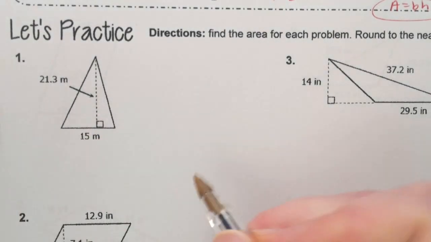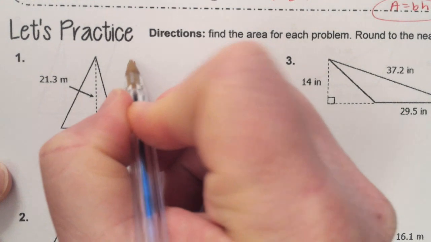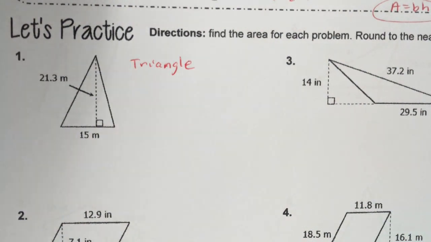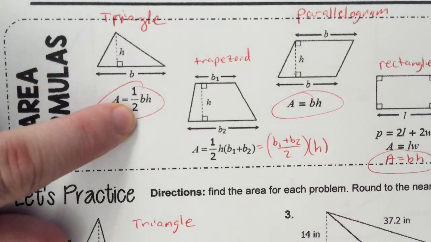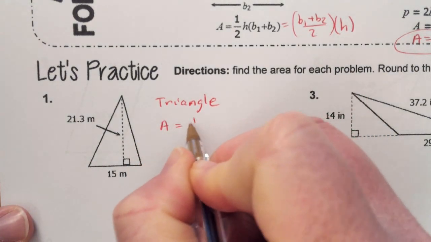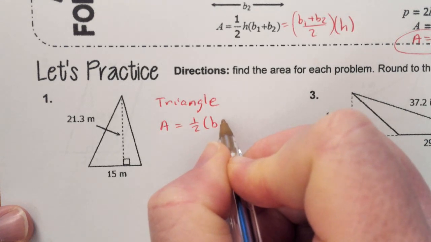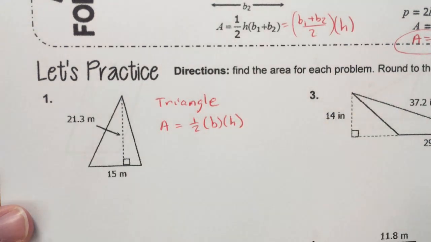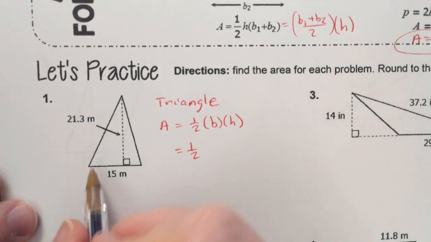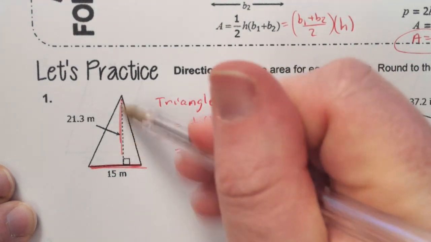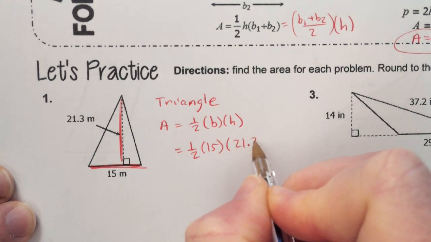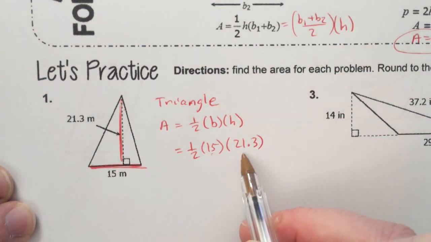For number one, what kind of shape is this? First of all, this is a triangle. Let's identify that. We know we're looking for area equals 1/2 base times height. I didn't have to put those in parentheses, sorry about that. So 1/2. Now, what was your base? This would be your base, and this is your height. So that's 15 times the height of the shape, which is 21.3. Your base is 15, your height is 21.3.